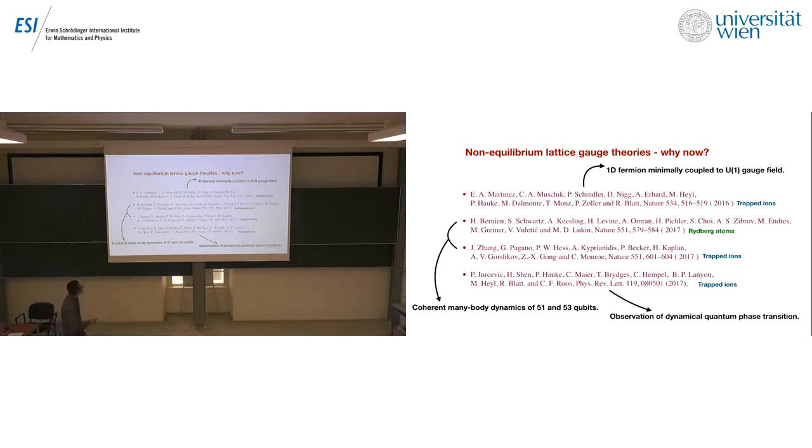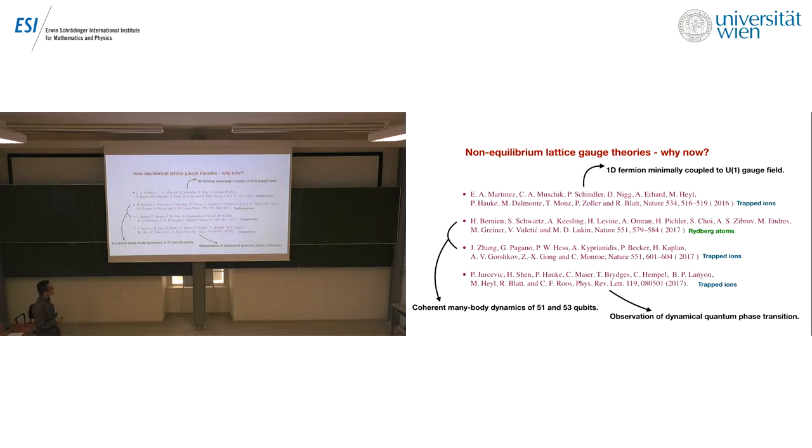Okay, so now I will switch to the last part of my talk, about the non-equilibrium study. Basically, in the past few years, there have been various interesting advances in the cold atoms community, which makes us feel very excited to study the non-equilibrium perspective of these lattice gauge theories. For example, the first is a realization by the group in Innsbruck, I think, that they are able to realize 1D fermions minimally coupled to a U(1) gauge field.